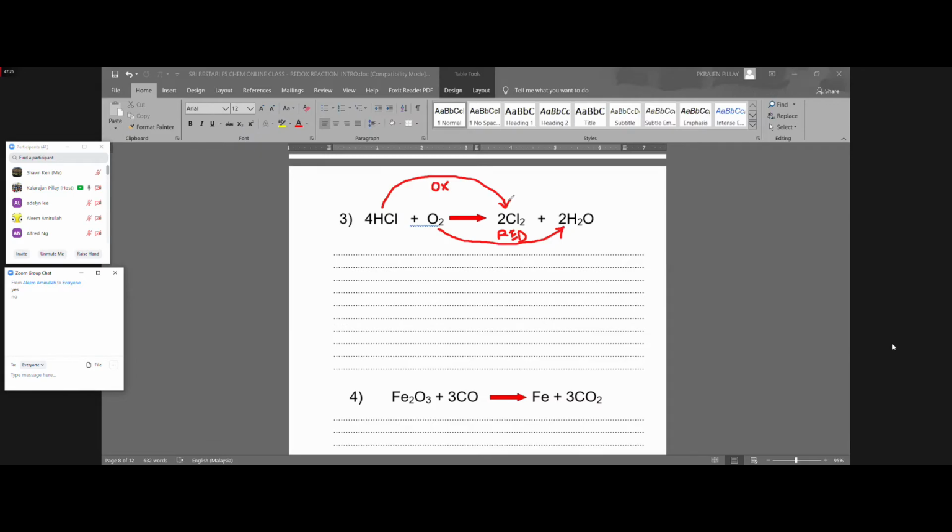Yishuan, want to try? Try first. Look here, you lose hydrogen. Here you gain hydrogen.